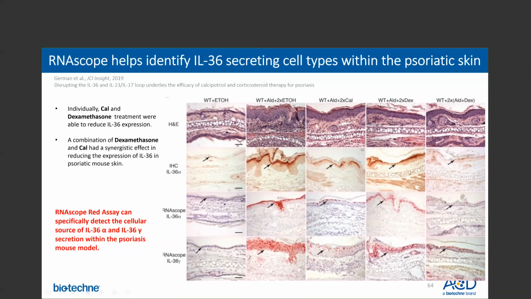So using the RNAscope assay, we were actually able to visualize the expression of IL-36 in different regions of the epidermis. And an important thing to emphasize here is that this technology allows you to visualize the cellular source of these secreted factors, such as cytokines and chemokines, within different tissues. Next.